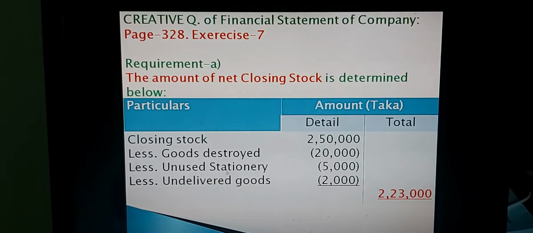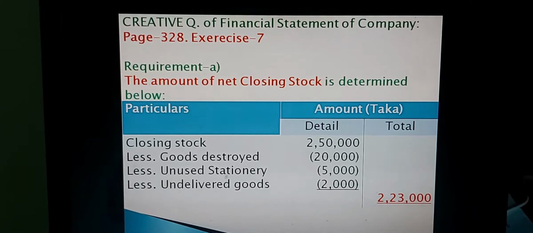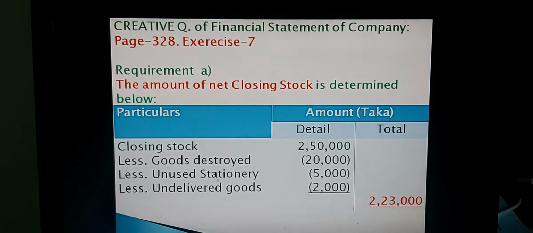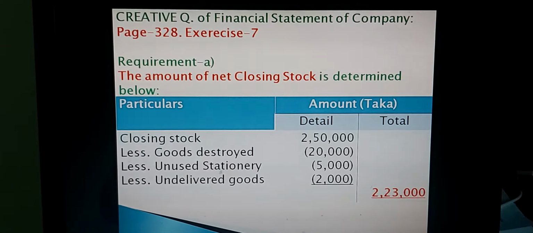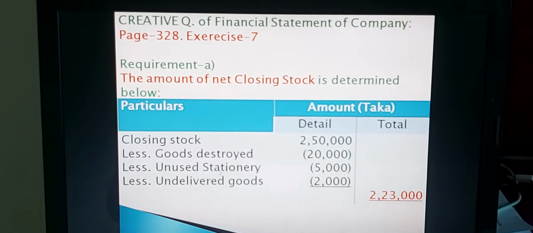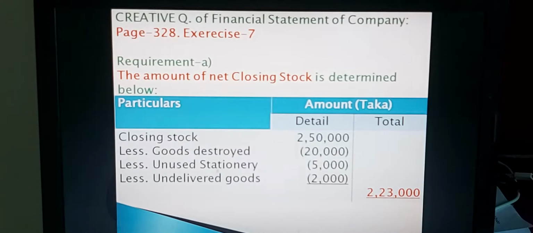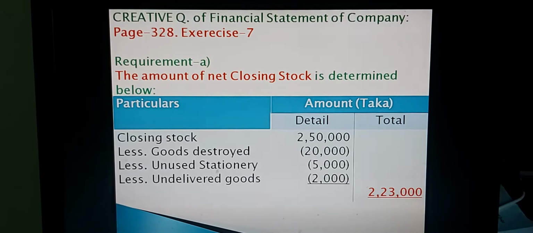Only 3 columns are available: particulars, amount taka detail, amount taka total. So closing stock, how to determine the net amount? Closing stock is available in the adjustment. So all other adjustments are to be taken from the adjustment.